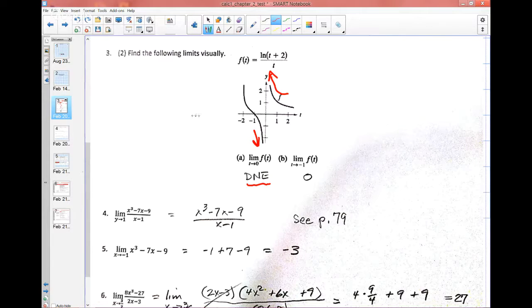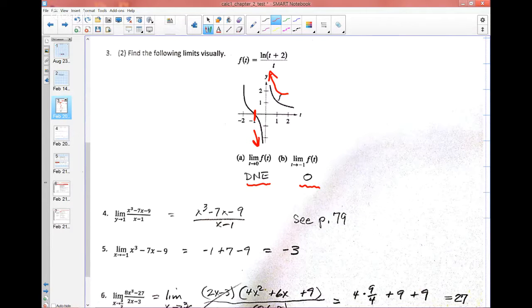And then on part B, what's the limit of the function as t approaches negative 1? Well, negative 1 is right here, and first of all, we have agreement between left and right, because from both the left and the right, it's approaching the height of 0. And that's, in fact, the result. Remember, when you're doing a limit, you're trying to find the height.